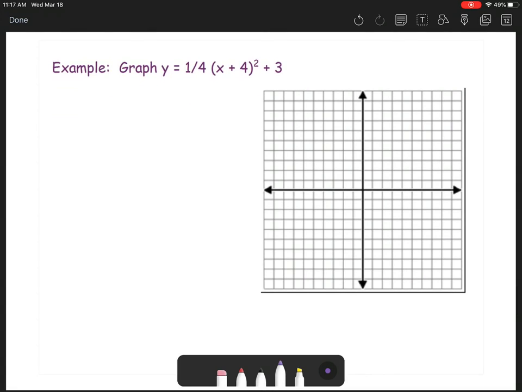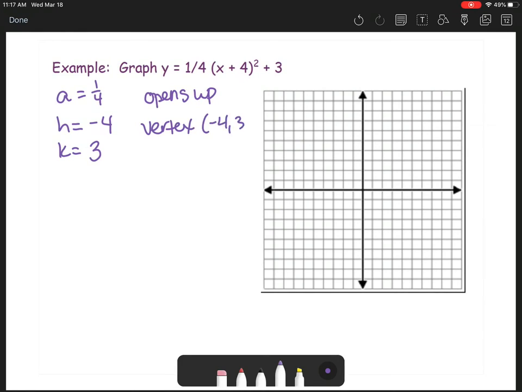Sorry about all the scrolling. Let's do one more, and maybe 2. A is 1/4. H is -4. K is 3. So this opens up. It's wider because of the 1/4. We have a vertex of -4, 3, and we have an axis of x equals -4.